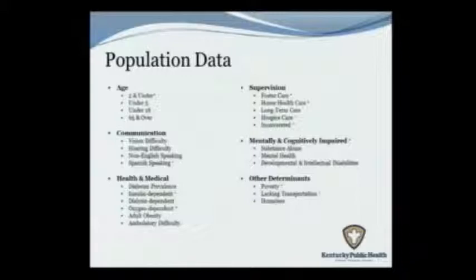The population data that we collected roughly followed a CMIST definition for FAN, which I mentioned at the beginning of the presentation. These are age; communication, looking at vision difficulty, hearing difficulty, and non-English speaking; health and medical, looking at the prevalence of different chronic diseases, diabetes, and dialysis treatment, people who are dependent on dialysis; supervision, especially long-term care; and then mental and cognitive impairment, and some other determinants. We realize that this is not comprehensive, and if you're really doing a community needs assessment, there are some more population-specific things that you might want to look at.